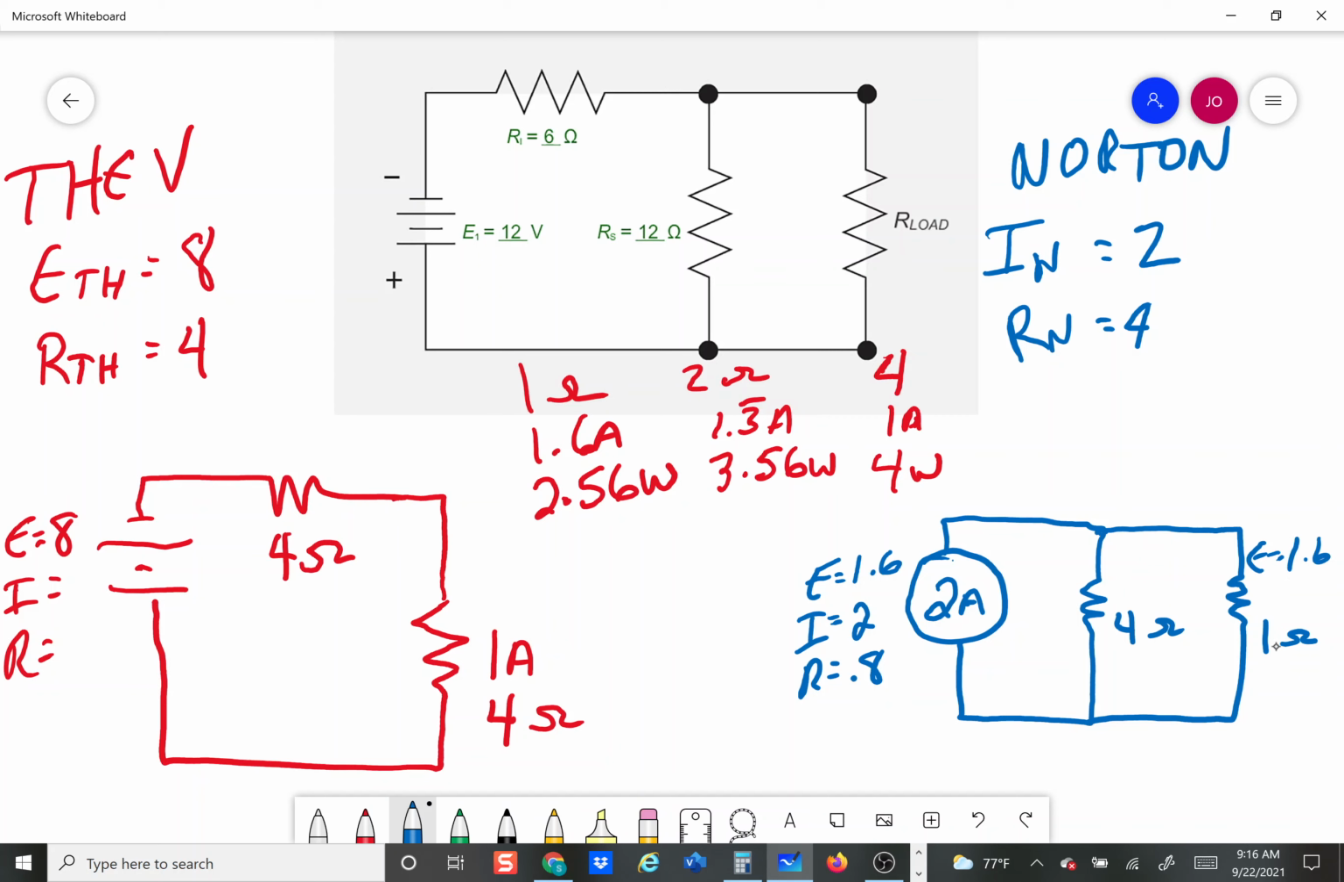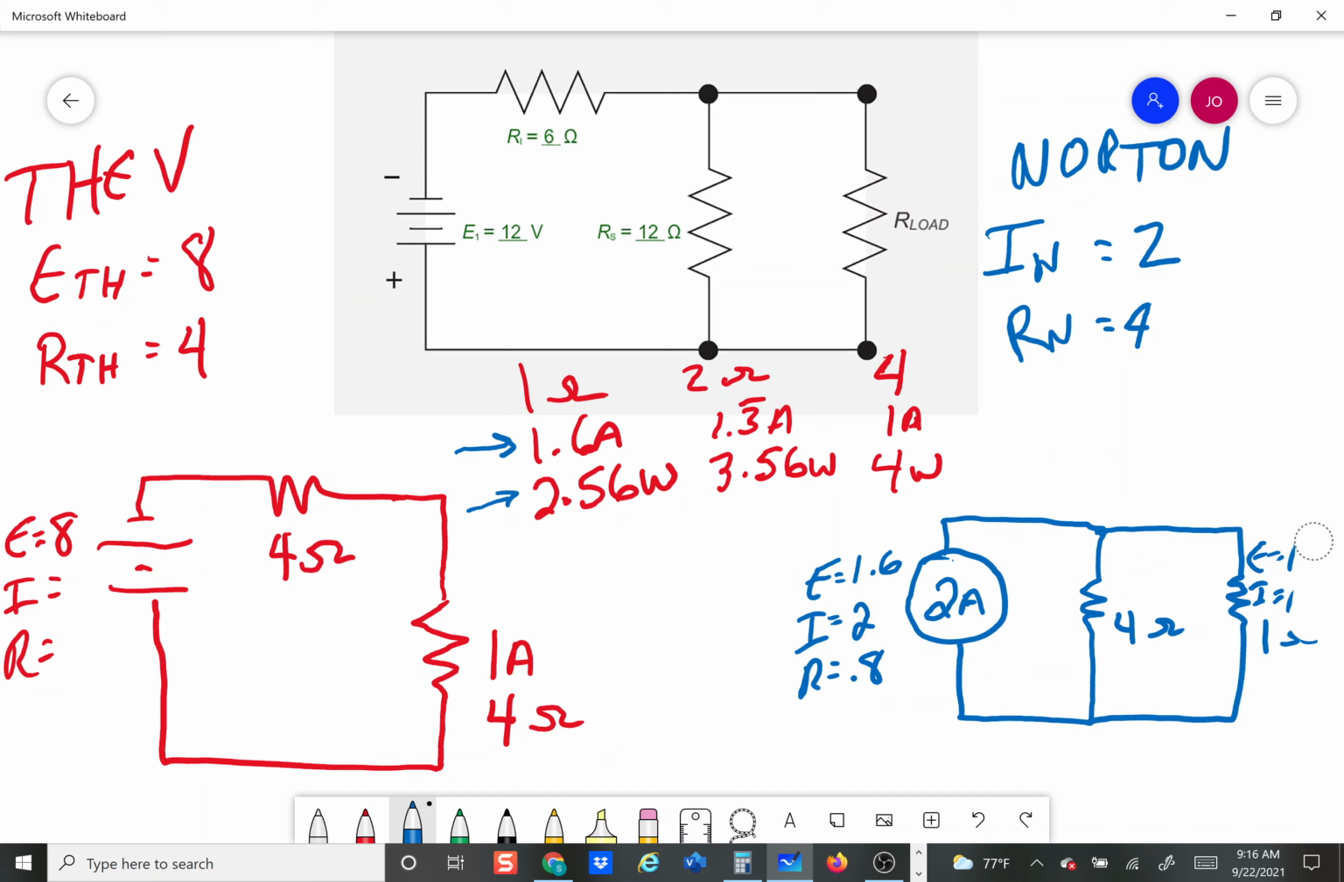So 1.6 divided by my 1 ohm is going to give me a current flow of 1.6, which is exactly what I had for my 1 ohm resistor in Thevenin. If I do my I squared R again, 1.6 times 1 is going to give me that exact same value, because it was still a 1 ohm resistor, still 1.6 amps of current flow.